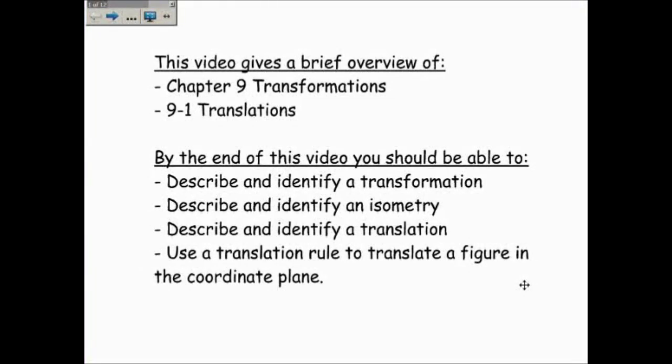Alright, this video gives a brief overview of the ideas in Chapter 9, which is on transformations, and specifically 9-1, which is on translations. By the end of this video, you should be able to describe and identify what a transformation is, describe and identify an isometry, describe and identify a translation, and also use a translation rule to translate a figure in the coordinate plane.